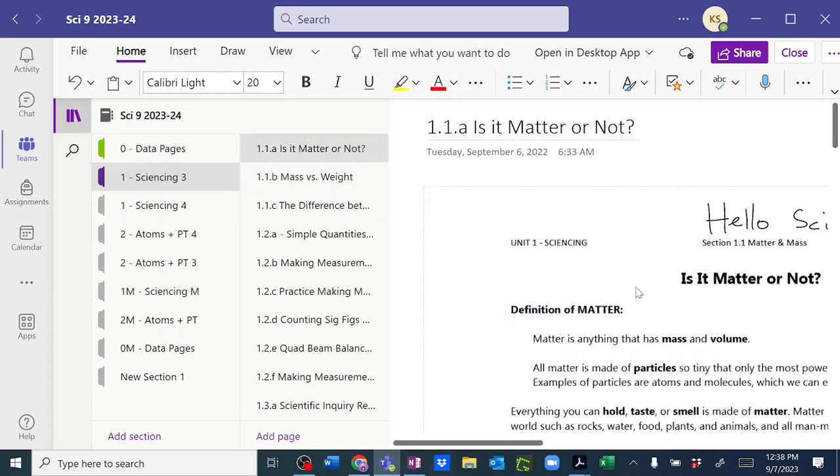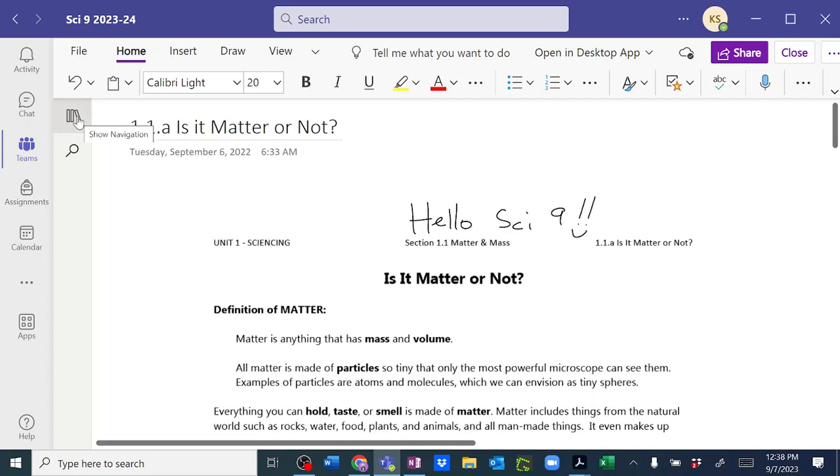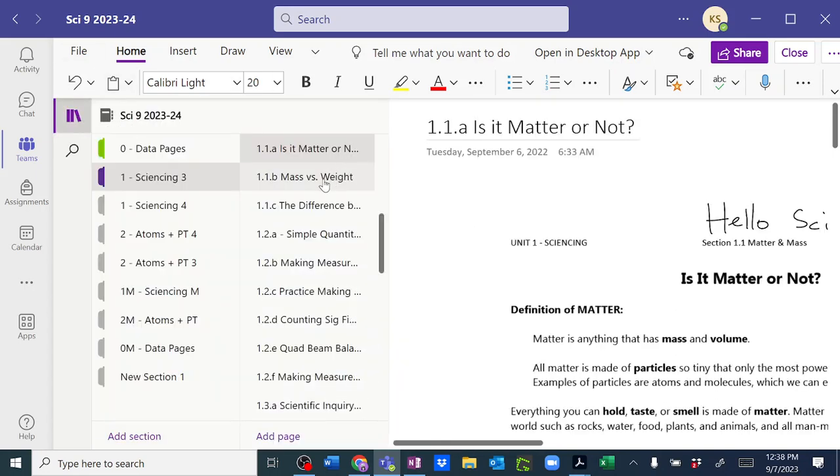Look. Hello, Science 9. But like I said, it's cut off. How can you keep it from being cut off? Use the little bookshelf, and that goes away. What if you want to go to a different thing? Say you want to go to 1.1b. What will you use? The little bookshelf. You open it up and be like, I want 1.1b. Let's say we're on unit 2. Where would you go? Down here where it says unit 2. Yes? And anyway, you get the idea.